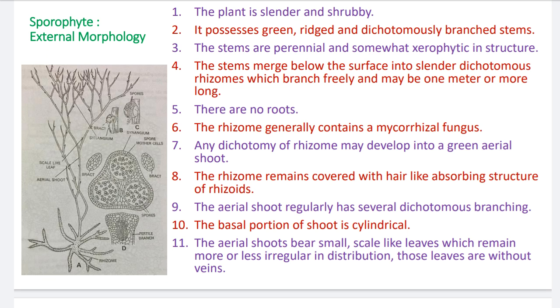Number 6, the rhizome generally contains a mycorrhizal fungus, meaning the rhizome of the Psilotum forms a symbiotic association with mycorrhiza. The gametophytic plant body of the Psilotum here is nothing but the juvenile stage of the sporophytic plant body, the very initial beginning of the sporophytic plant body, and at the time of the gametophytic plant body mycorrhizal association takes place. Okay, number 7, any dichotomy of the rhizome may develop into a green aerial shoot. Okay, so this is nothing but a type of vegetative reproduction. Any part of the rhizome or dichotomy causes the aerial branches.